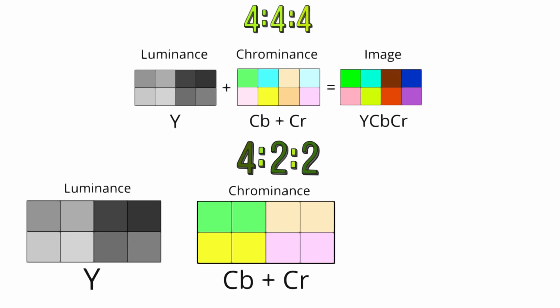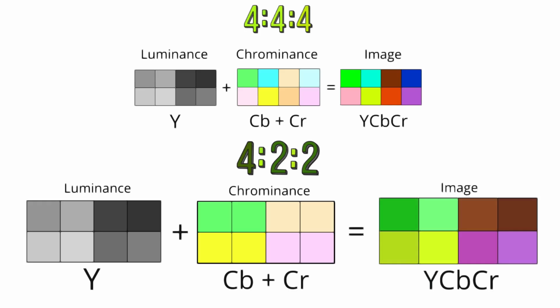So, in a 422 format, we have full luminance detail, but only half the color detail. We keep all the brightness information for every pixel, but share color information across pairs of pixels. This allows us to make the file size smaller by reducing the amount of color data, without a significant loss in image quality, because our eyes won't usually notice the difference.